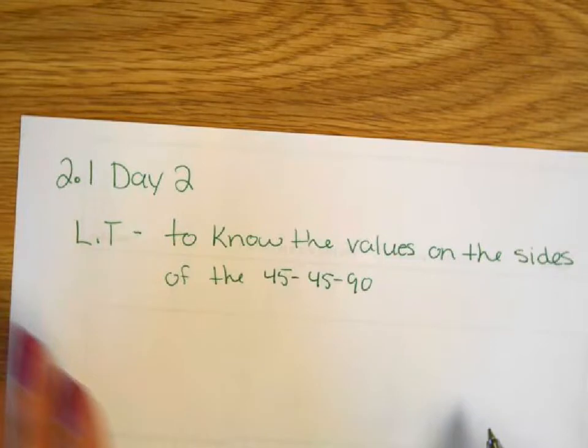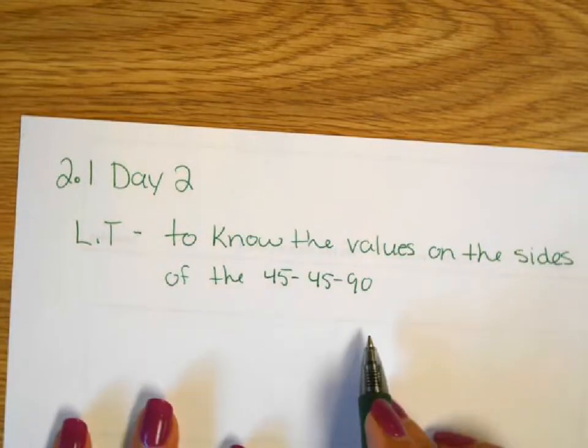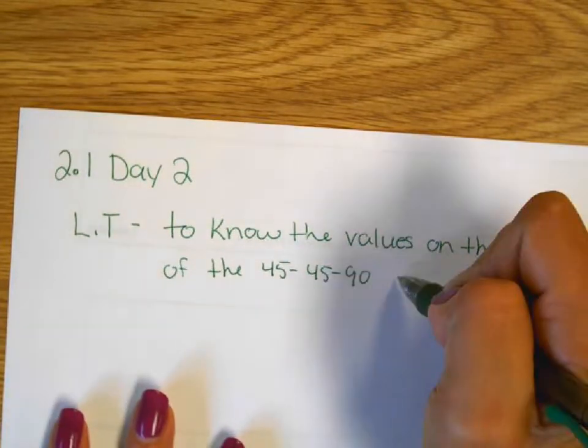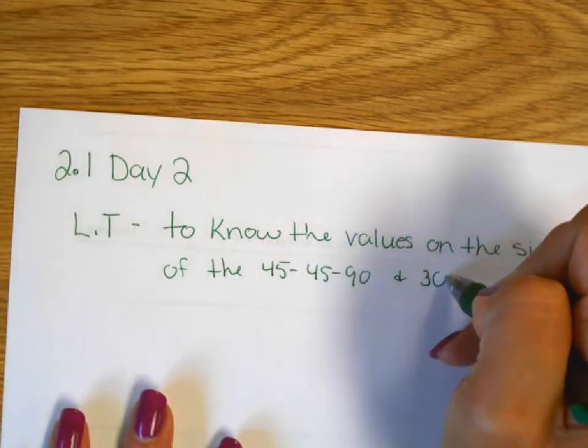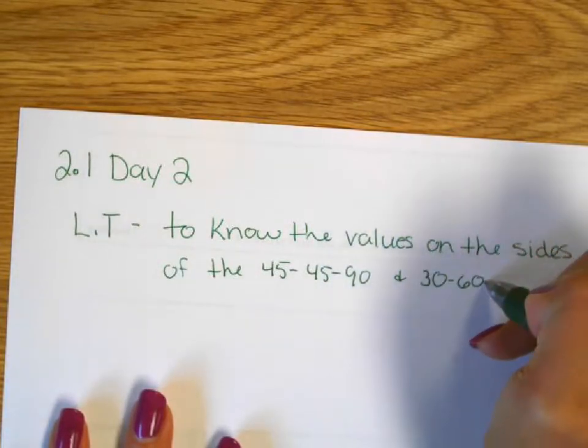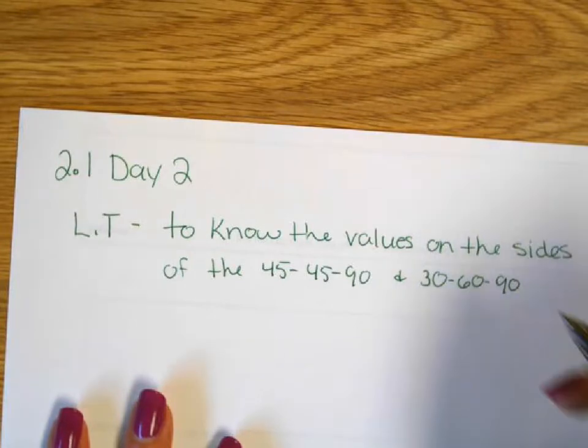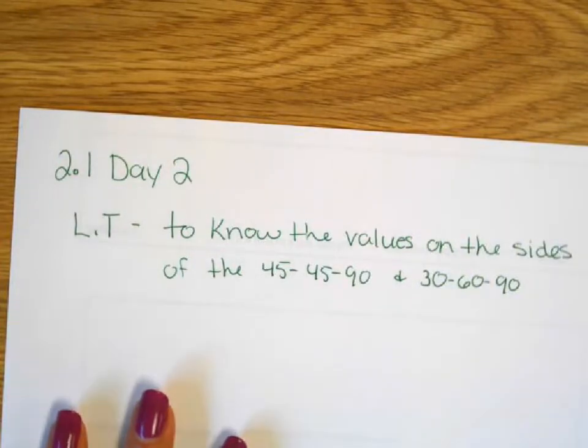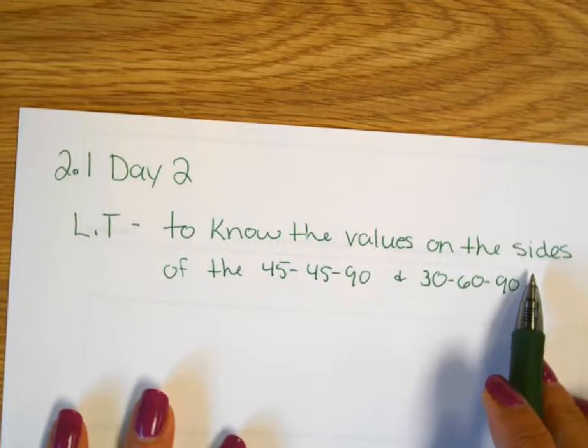Okay, to know the values on the sides of the 45, 45, 90 triangle and the 30, 60, 90 triangle. We spent a lot of time on this in geometry, knowing that relationship, so we're going to bring that back to the front of the brain.